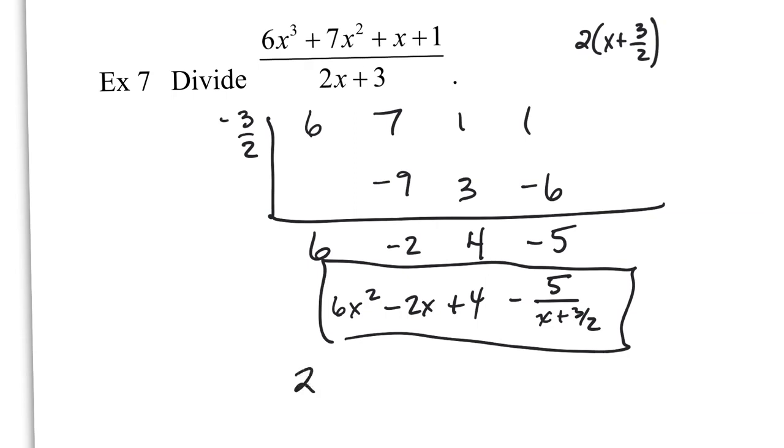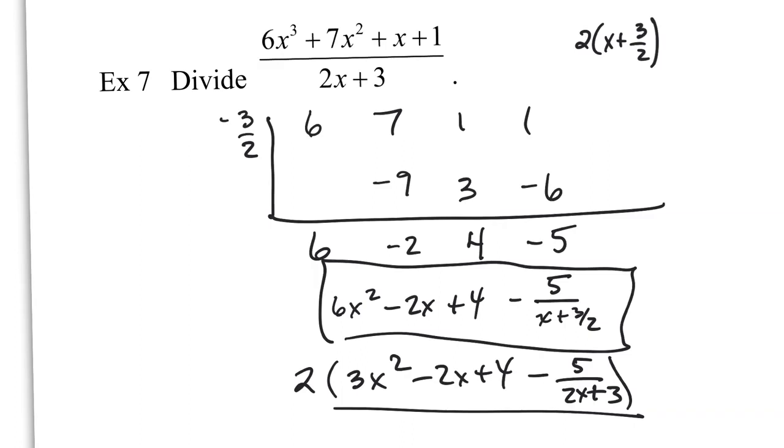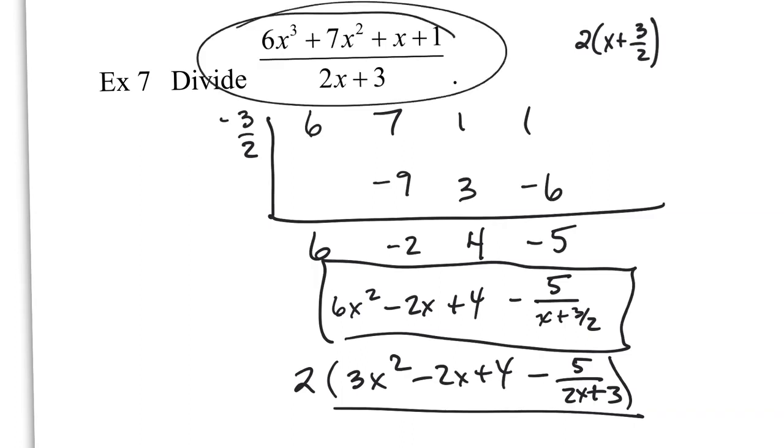If I divide everything by 2, I get 2 times 3x squared minus 2x plus 4. And if I divide that by 2, I get minus 5 over 2x plus 3. And that is exactly what the quotient is up here for the final answer. So if you have a look at this, hopefully that'll become a little bit clearer, because I'm really dividing by 2 to factor it out. All right?